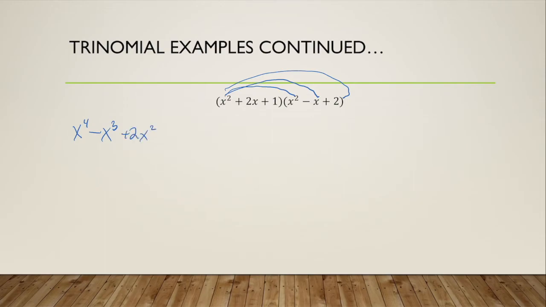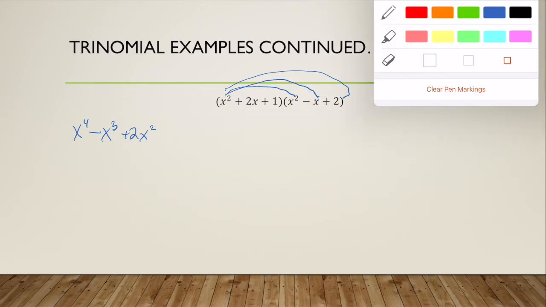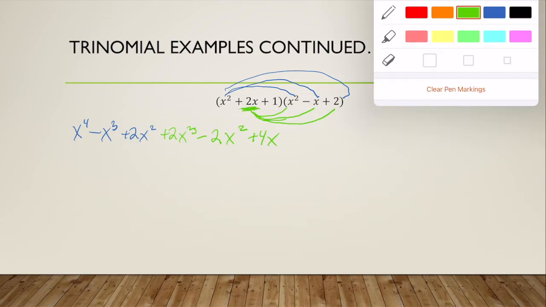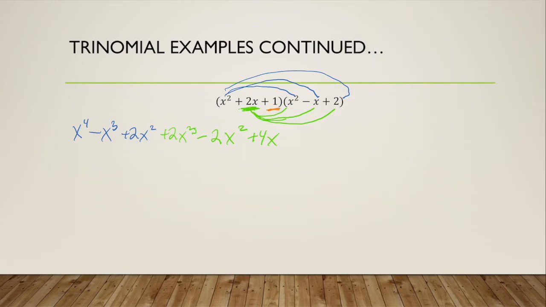Now I'm done with my leading term. I'm now going to take a look at that 2x term. Does this color show up okay? I think it does. I'm going to take 2x times x squared, which gives me, sorry, 2x cubed. I'm going to take 2x times a negative x, which gives me a negative 2x squared. And then I'm going to take 2x times 2, which gives me a positive 4x. So now I've made sure my first term and my second term have been multiplied by everything in the second polynomial. Lastly, I'm going to look at this 1. I'm going to take 1 times x squared, and that gives me a positive x squared. 1 times negative x gives me a negative x, and 1 times 2 gives me a 2.